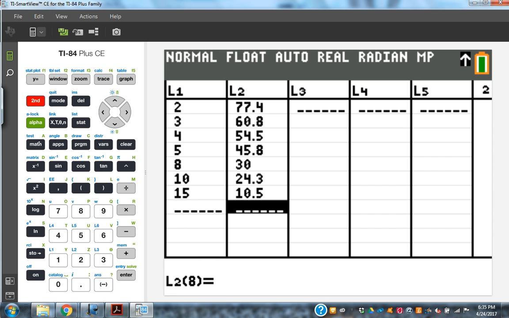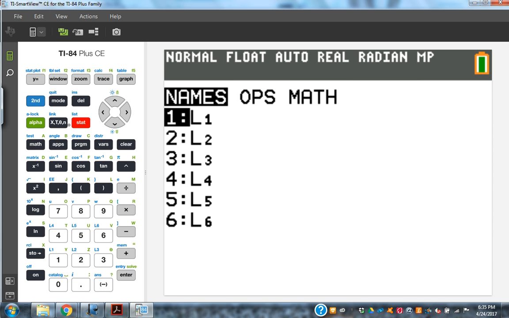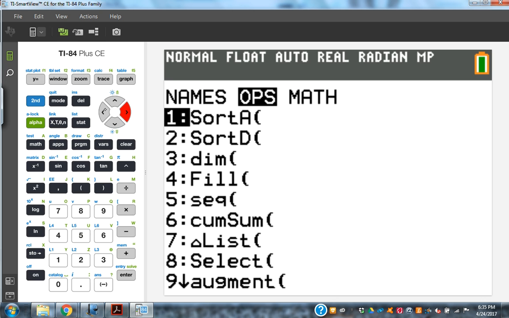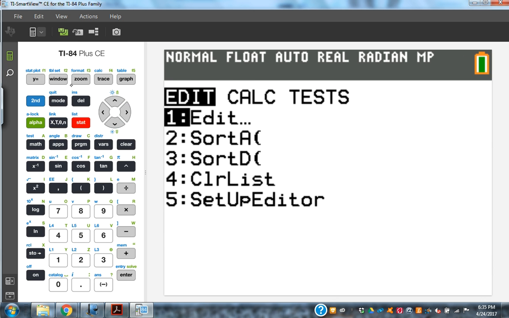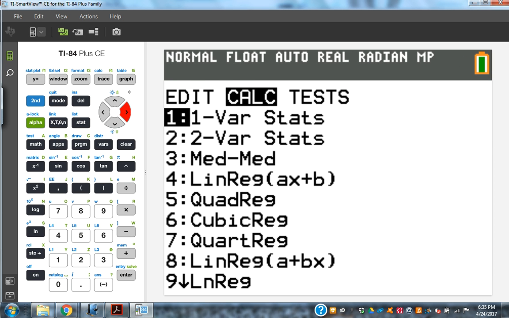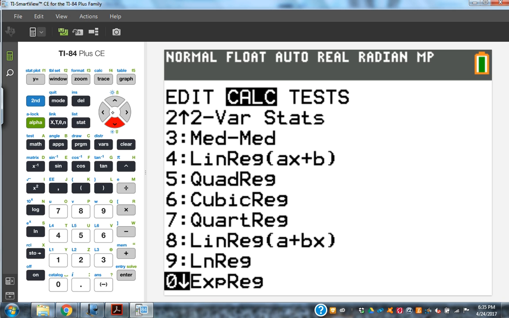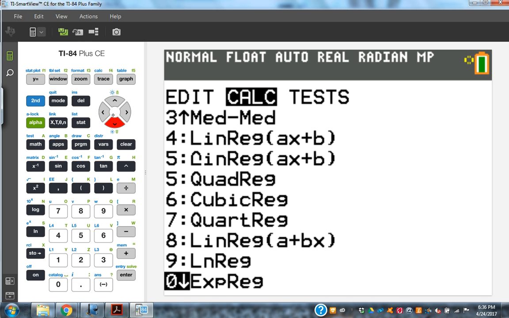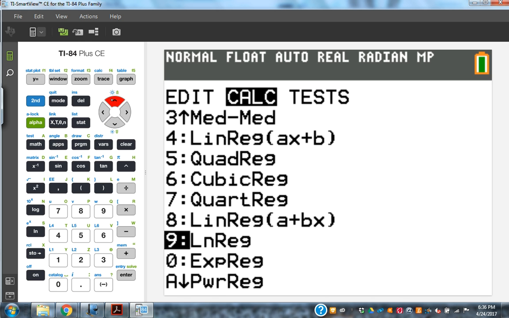Then I'm going to hit stat again, and then I'm going to hit second stat, and then I'm going to go over to calc. And I want to do a logarithmic function. So I'm going to go down here to, I think it's number 9 that we want, because it's asking for a log, and every one of our answers has ln in it. Yeah, so we want ln reg, logarithmic regression.